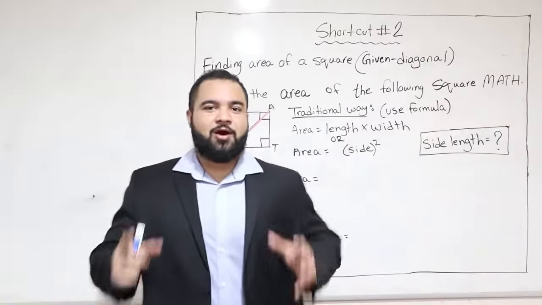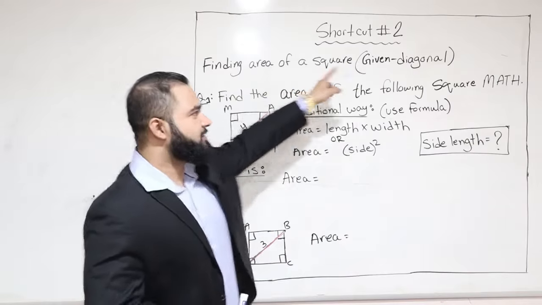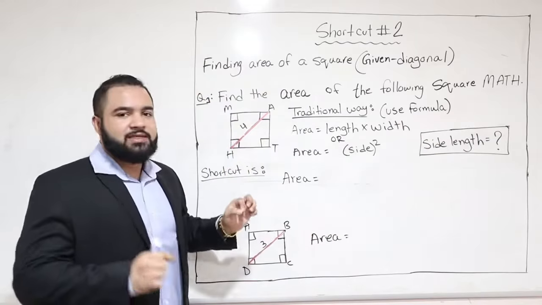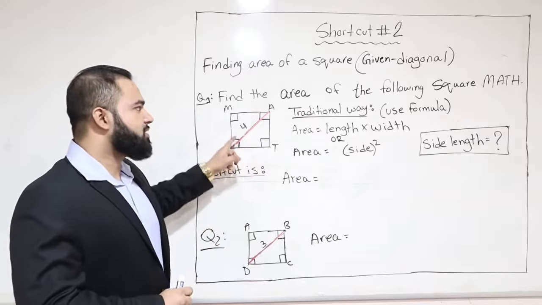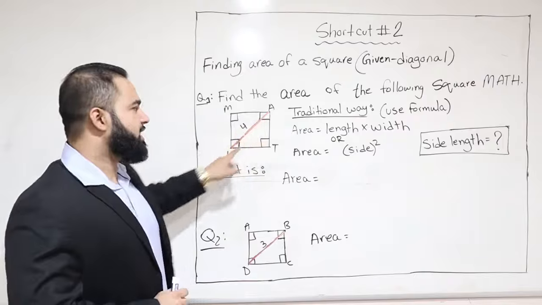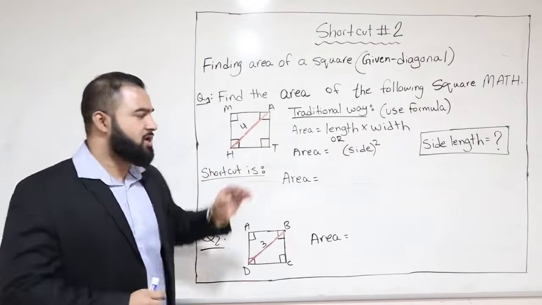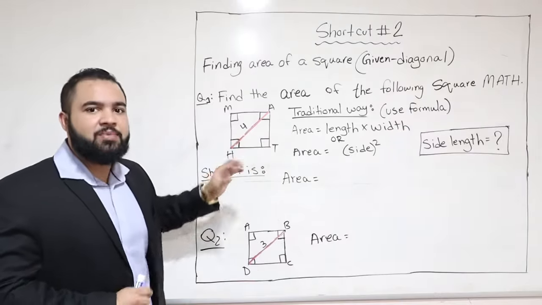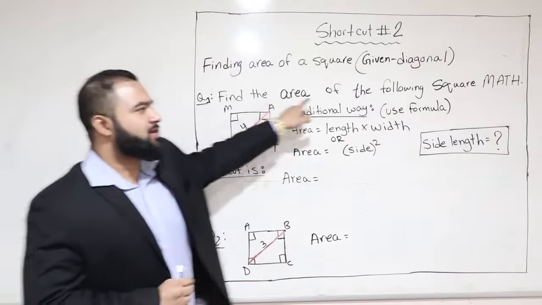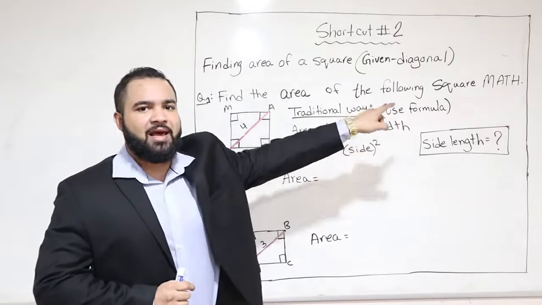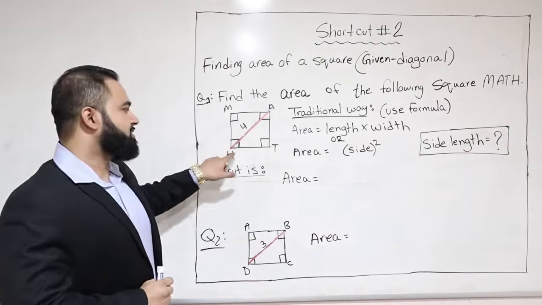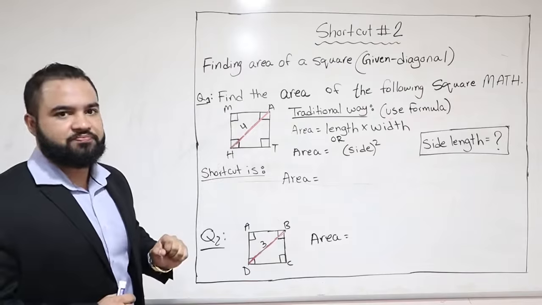Shortcut number 2 is about finding the area of a square, given the diagonal. Now what is a diagonal, guys? The diagonal is a straight line that connects the two opposite corners of a square. For example, A and H, they are two opposite corners. The straight line that is connecting them is called diagonal. Now, my question is, find the area of the following square MATH, given that the diagonal AH is 4.